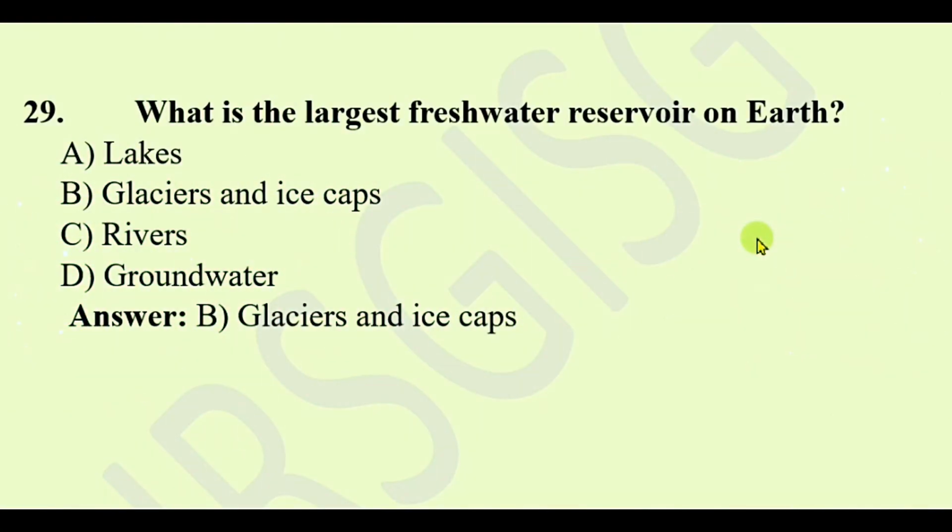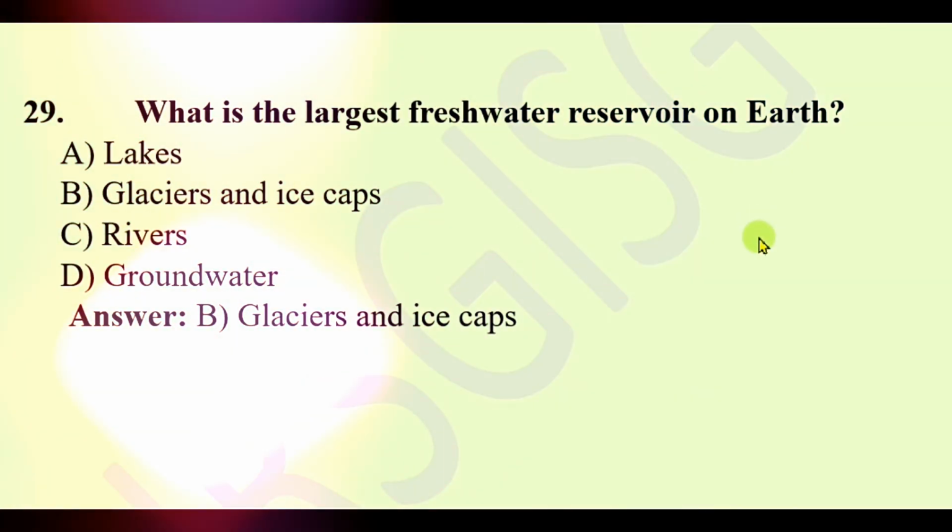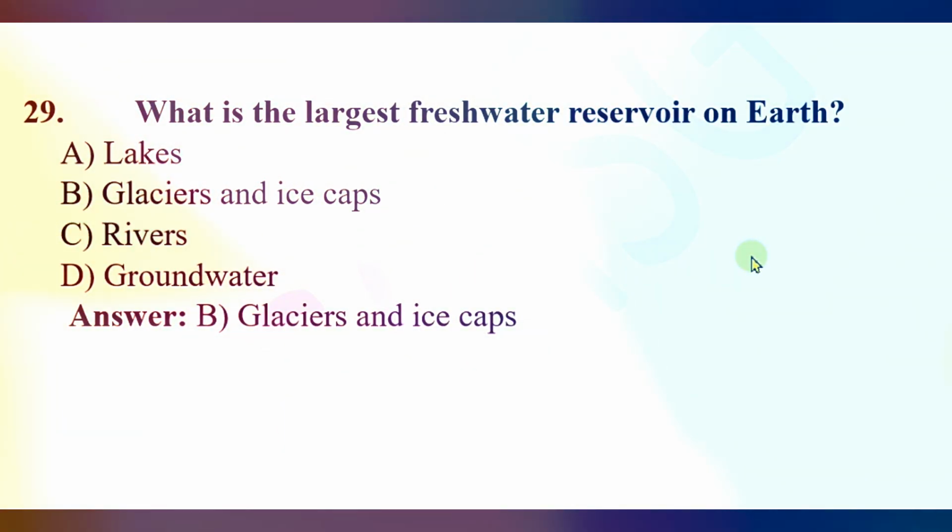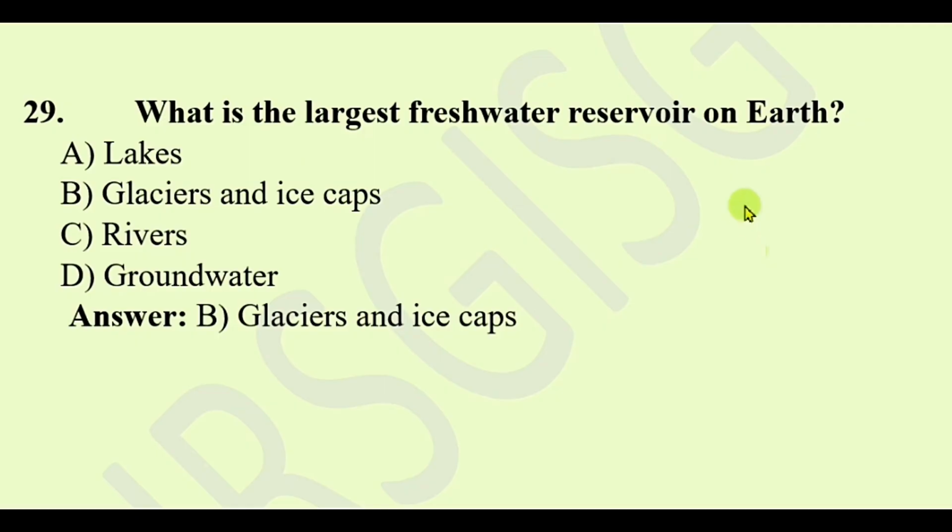What is the largest freshwater reservoir on Earth? Lakes, glaciers and ice caps, rivers, groundwater. Here the right answer will be glaciers and ice caps in the continental part and also in the mountain part.